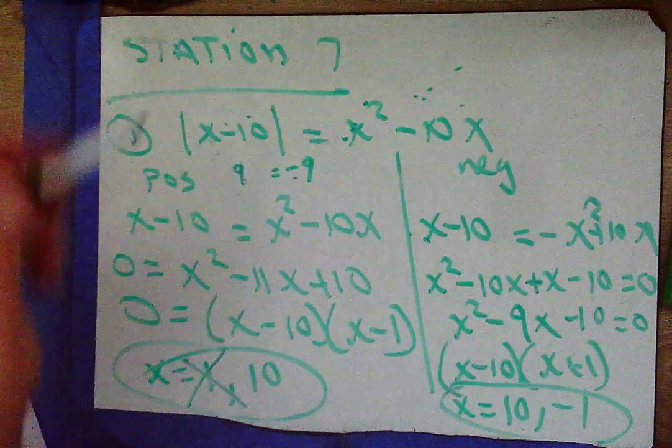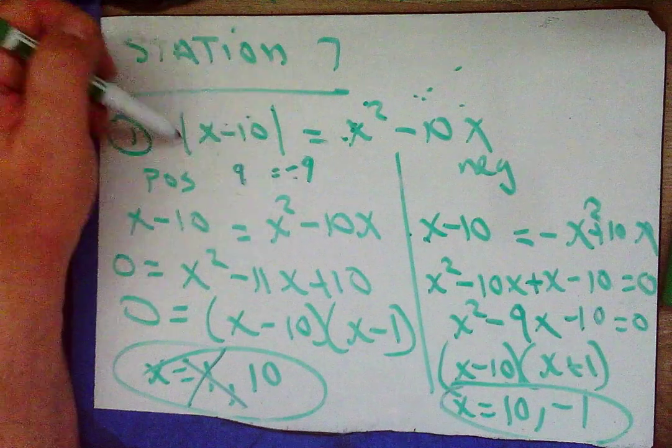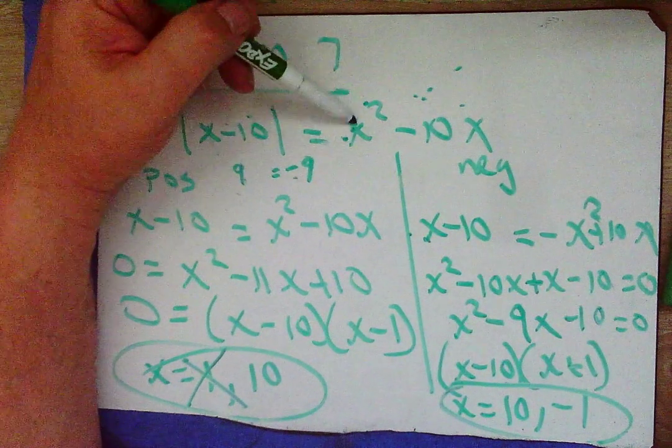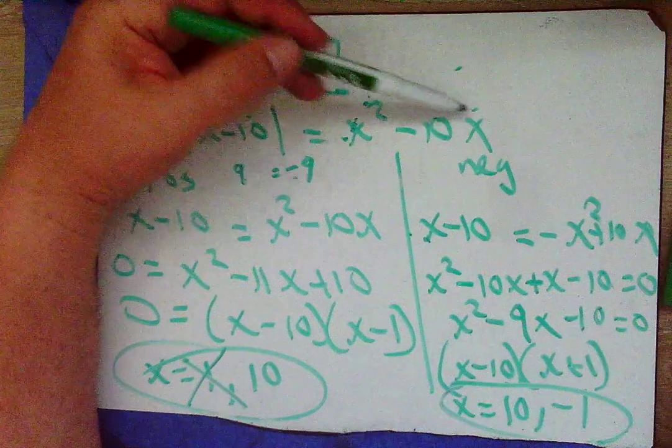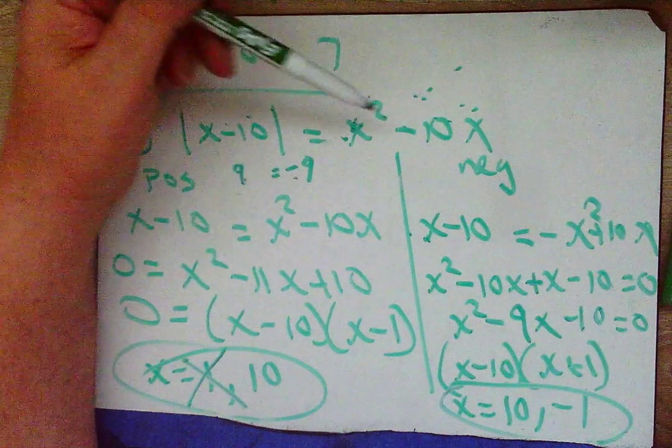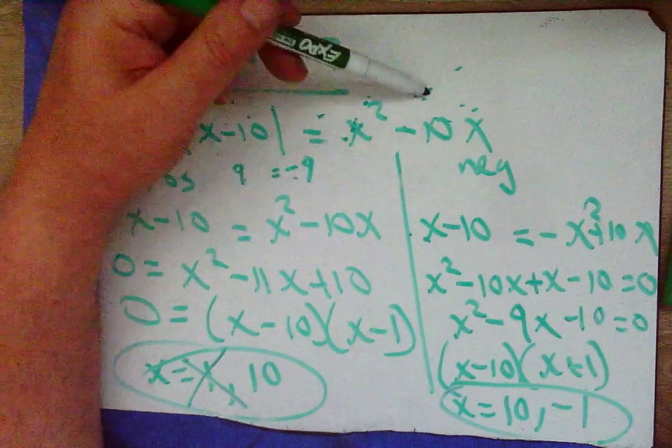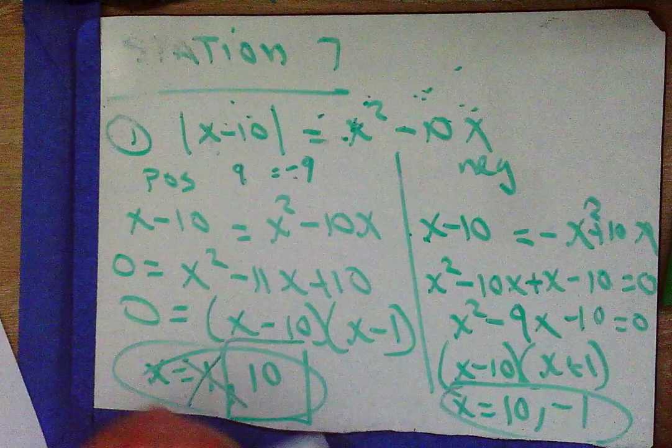How about 10? 10 minus 10 is 0. Absolute value of 0 is 0. 10 squared is 100. 10 times 10 is 100. 100 minus 100 is 0. So this 0 does equal that 0. So this is one of my solutions.